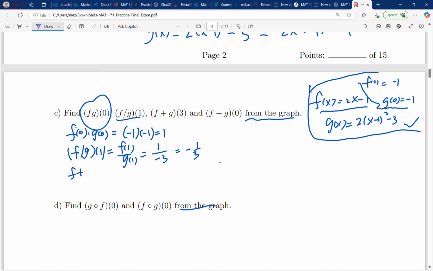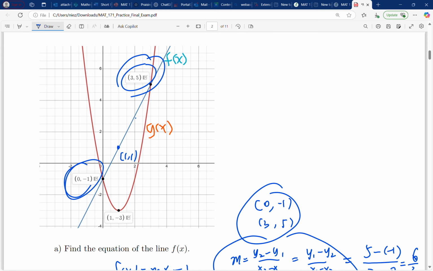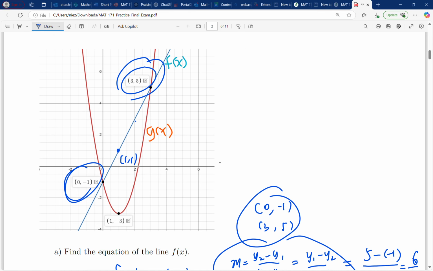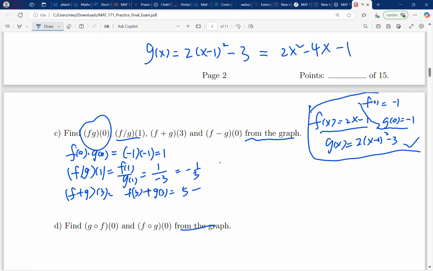And f plus g of 3, this is plus g of 3. Again, use the graph. F of 3 is what? Both of them have the same value. F of 3 is 5, and g of 3 is also 5. So here 5 plus 5 equals 10.